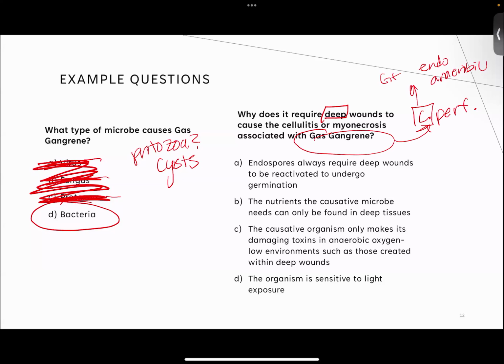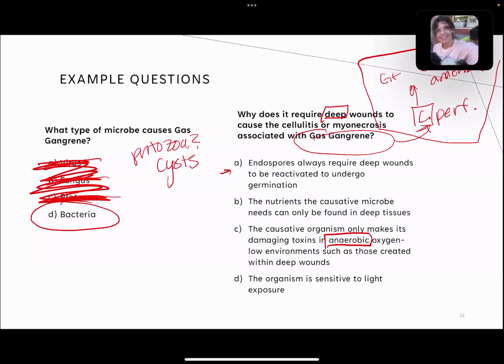Endospores always require deep wounds to be reactivated to undergo germination. Okay, this is something provoking. We'll come back to it. Nutrients: the nutrients they need can only be found in deep tissues. The causative organism only makes its damaging toxins in anaerobic, oxygen-low environments, such as those created within deep wounds, or the organism is sensitive to light exposure. So we've written down the info we need to know about C. perfringens here, right? This is all we need to know about gas gangrene and C. perfringens.